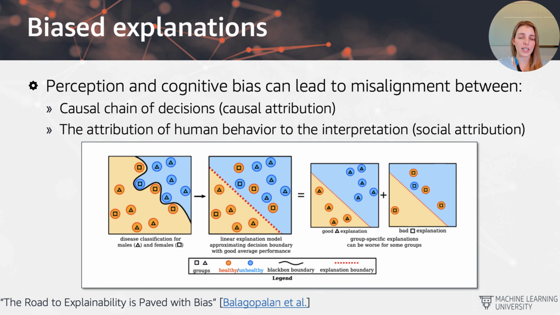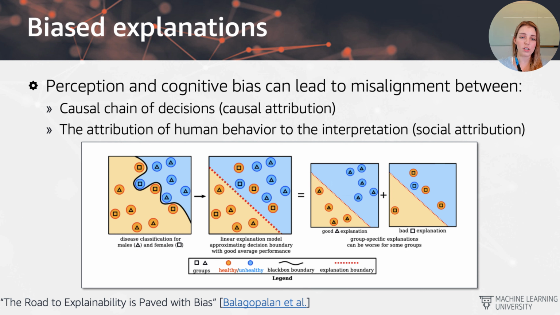Finally, we can be facing the issue of biased explanations. So just like how models can be biased, explanations themselves can also be biased. So perception and cognitive bias can lead to a misalignment between a causal chain of decisions and the attribution of human behavior to the interpretation.